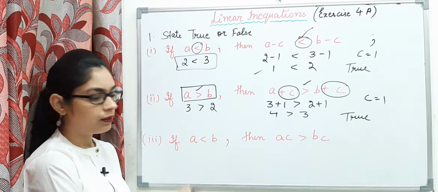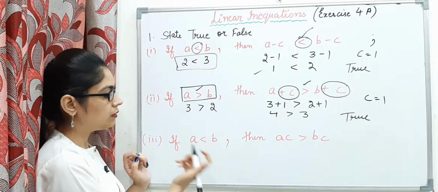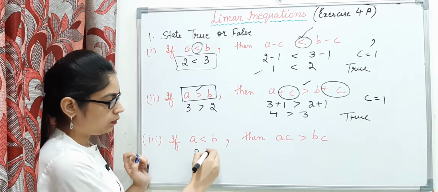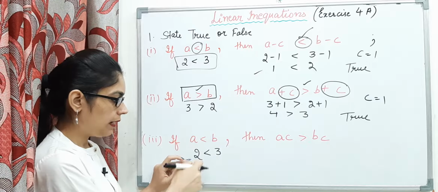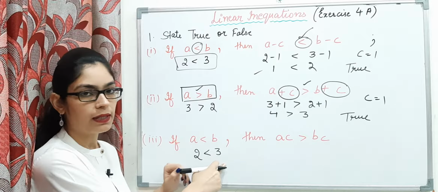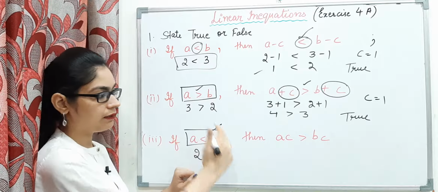In the third part, it is if A is less than B. If A is less than B, accordingly we have to choose. 2 is less than 3, so the value of A I have assumed as 2 and B I have assumed as 3. See, these things are already true. If this is there, then we have to check whether this is also true or not.